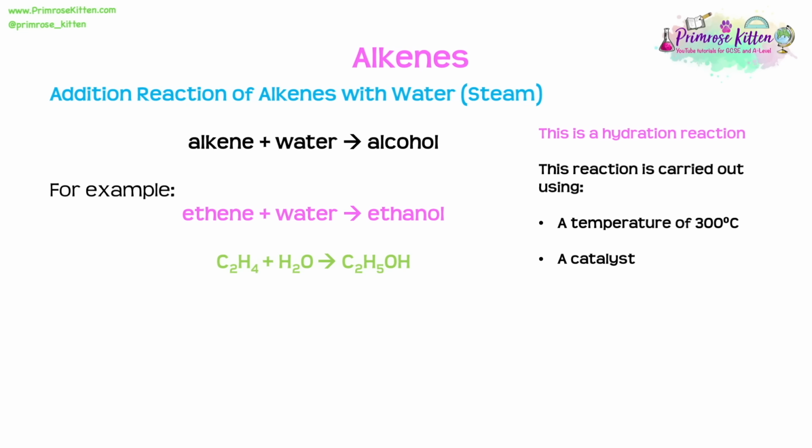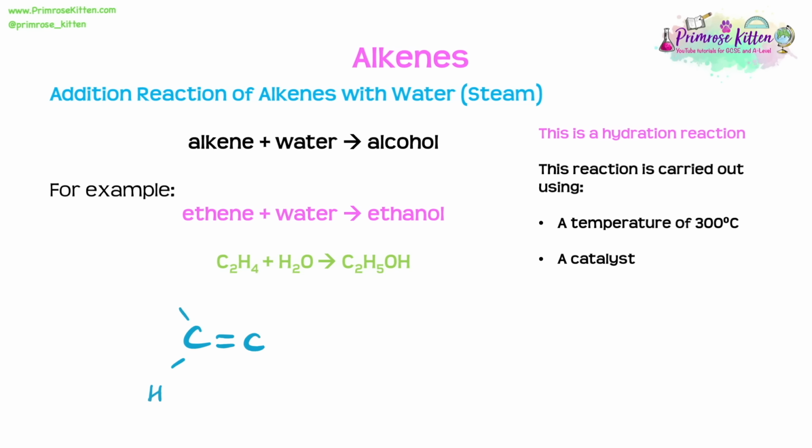Now let's have a look at the addition reaction of alkenes with water, steam in this case. An alkene plus water makes an alcohol. This is an example of a hydration reaction. And this reaction is carried out using a temperature of 300 degrees C and a catalyst. So an example of this is the reaction of ethene with water to make ethanol. That gives us C2H4 plus H2O makes C2H5OH.